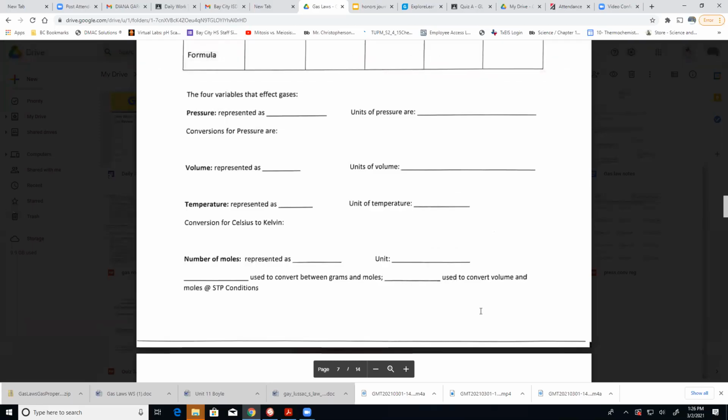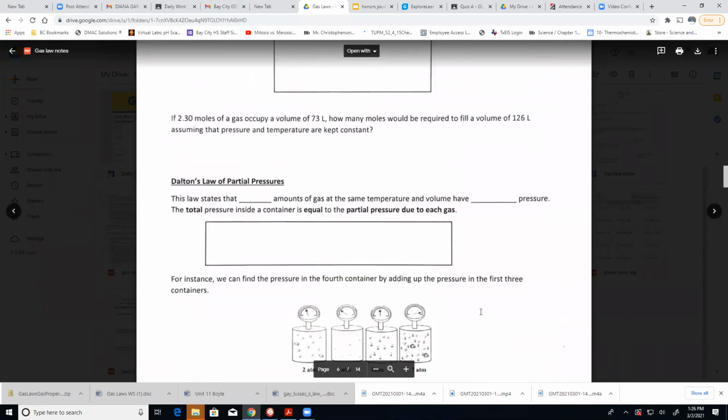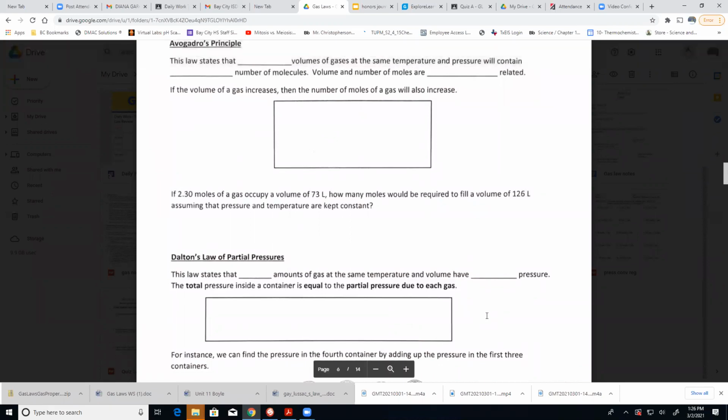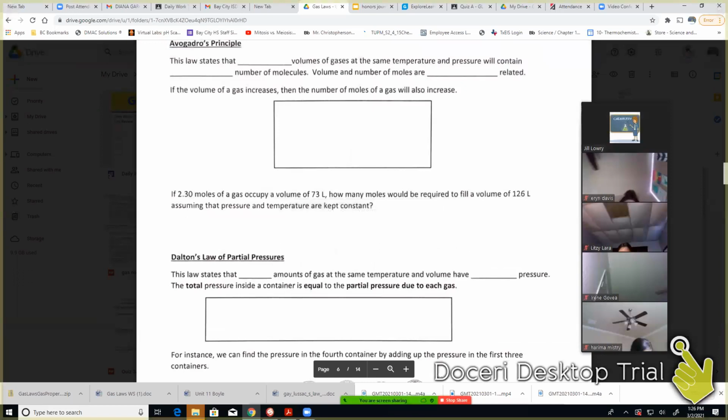So we still have another law left that's called ideal gas law, but it's a little bit different from the ones we've been doing. So we're on Avogadro's principle, or Avogadro's gas law. And it states that whenever you have equal volumes of gases at the same temperature and pressure, then they will contain an equal number of molecules. The volume and the number of moles are directly proportional or directly related.